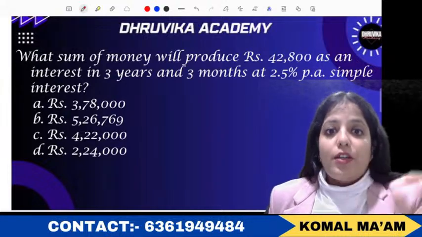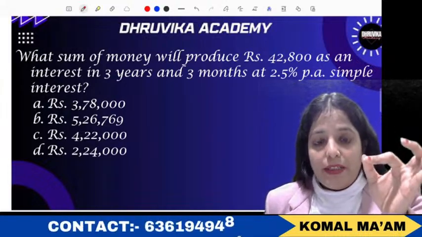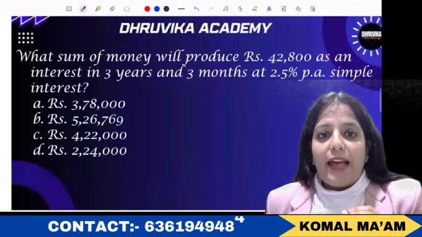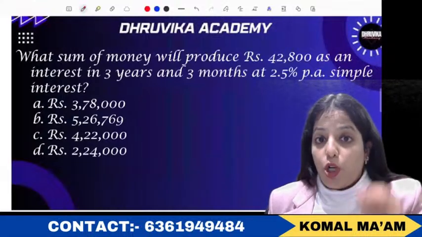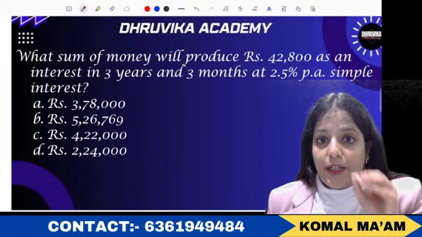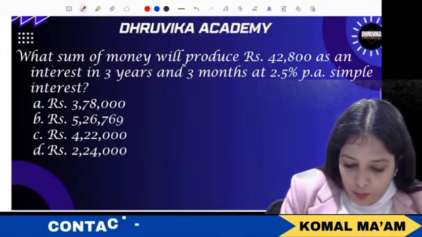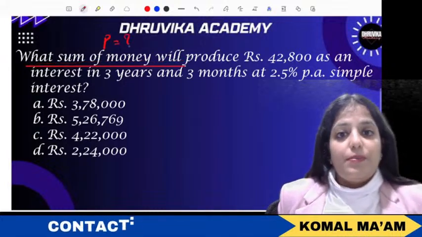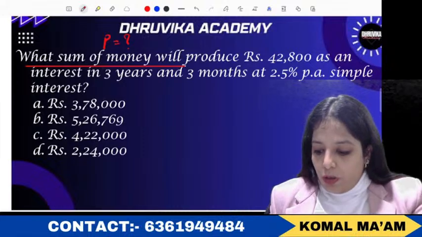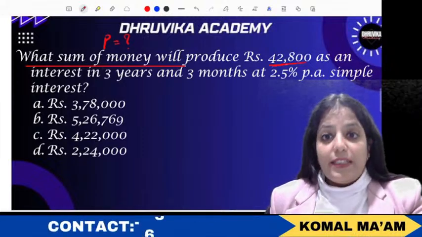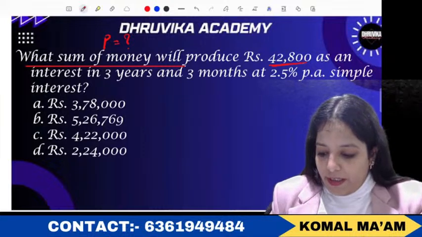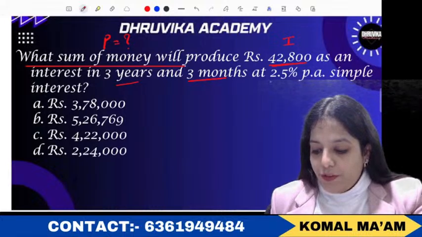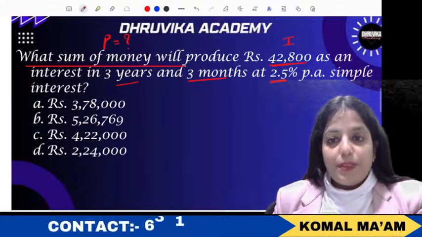What does the question say? What sum of money will produce rupees 40,800 as interest? What sum of money will produce? So what are they actually asking you? They are actually asking you to find the principal. What sum of money will produce rupees 40,800 as interest? So this is the interest, right? In 3 years, 3 months at 2.5% per annum simple interest.